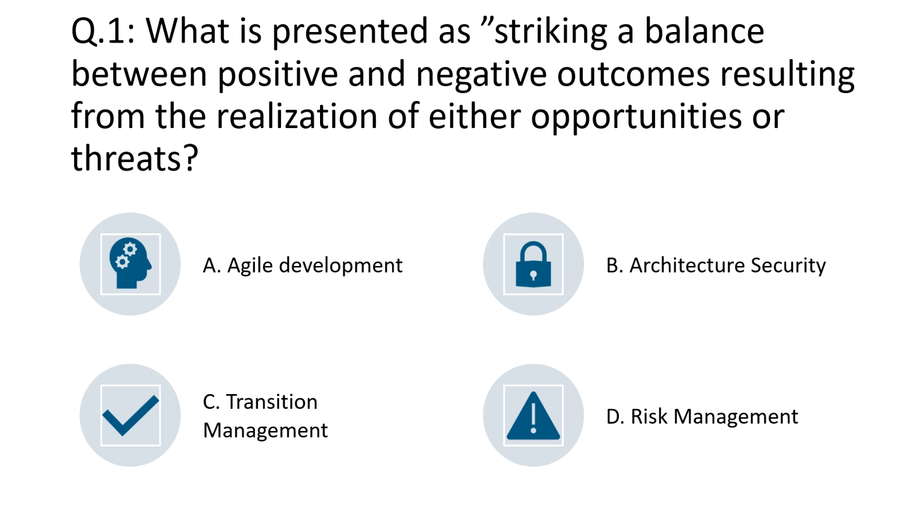Question 1. What is presented as striking a balance between positive and negative outcomes resulting from the realization of either opportunities or threats? A. Agile development. B. Architecture security. C. Transition management. D. Risk management.